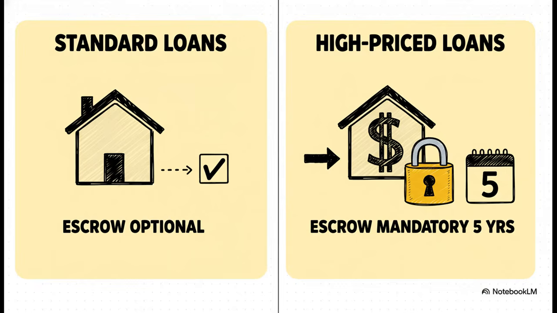And here is a huge compliance point you cannot forget. For most standard loans, setting up an escrow account is usually optional. But for something called a high-priced mortgage loan, or an HPML, it's not optional. Escrow is absolutely mandatory for at least 5 years. That is a critical rule you just have to follow.